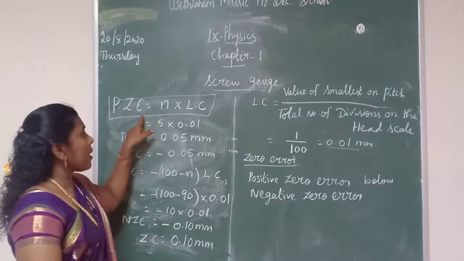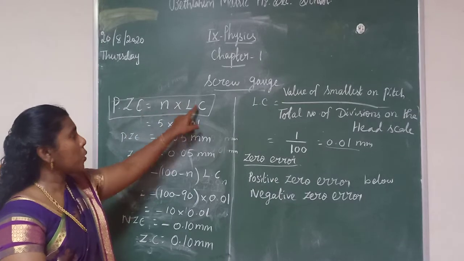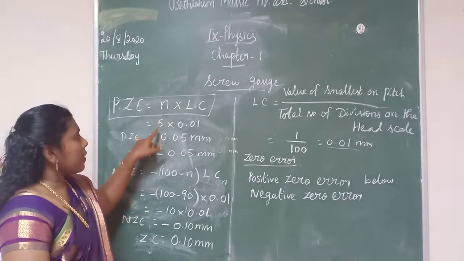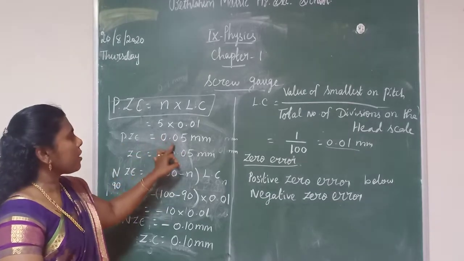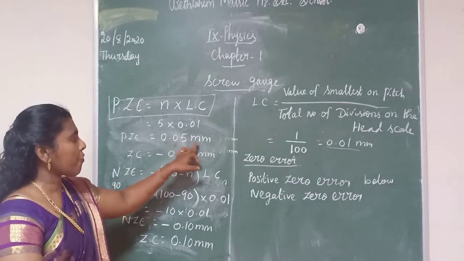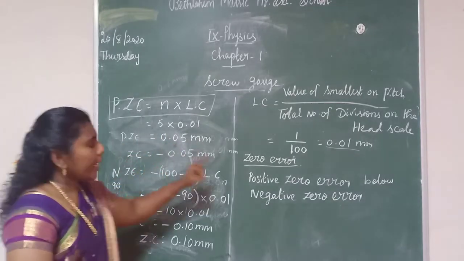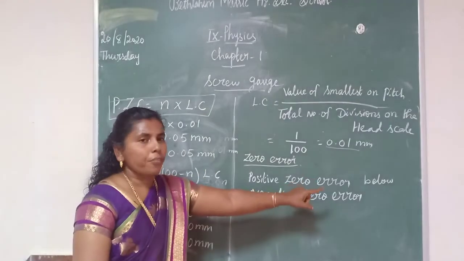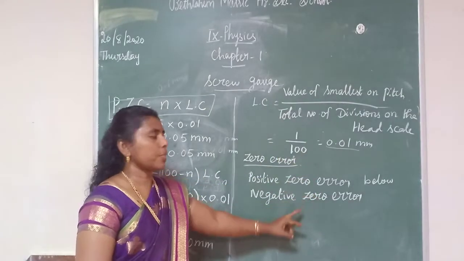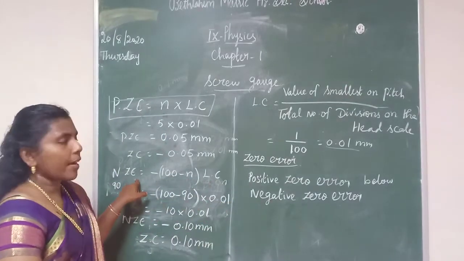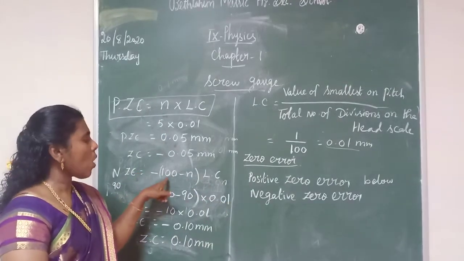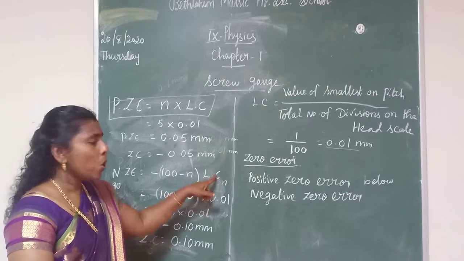The formula for positive zero error is N into LC. So here the fifth division coincides, so 5 into 0.01. So you will get the value 0.05 millimeter. Negative zero error: the zero of the head scale lying above the pitch scale axis is called negative zero error. The formula for negative zero error is minus of (100 minus N) into LC.